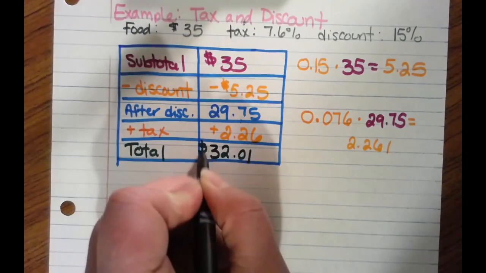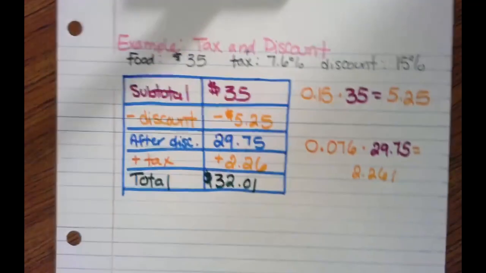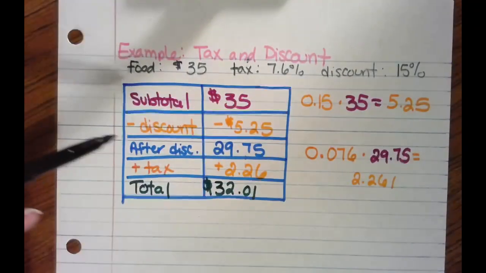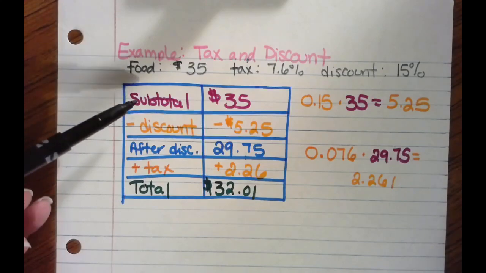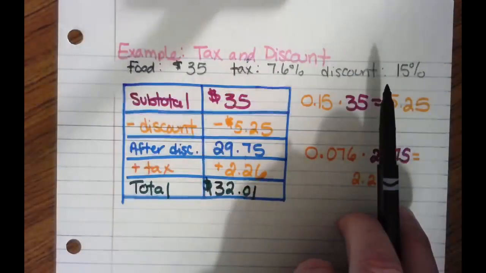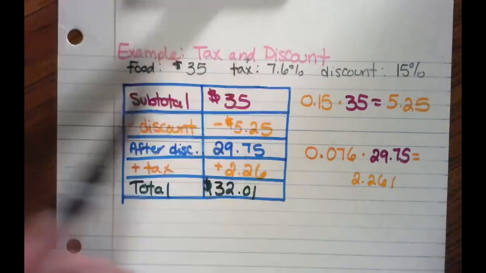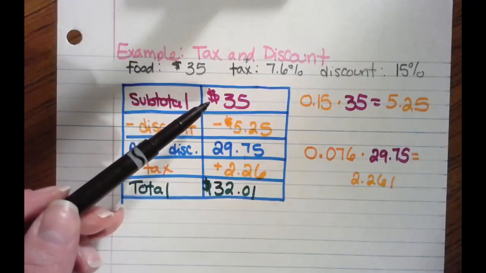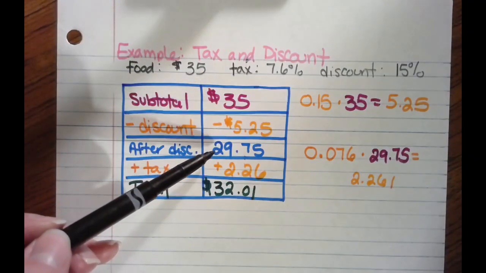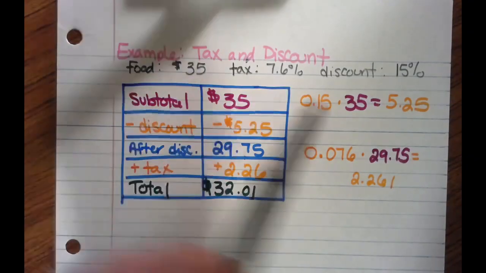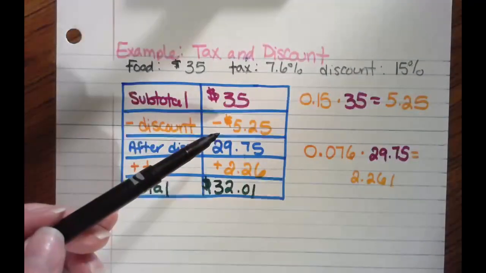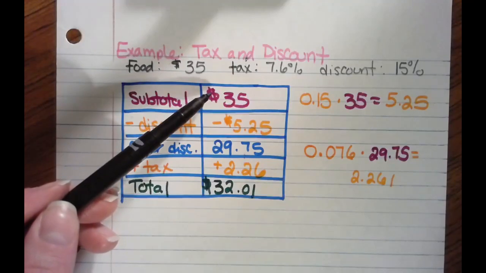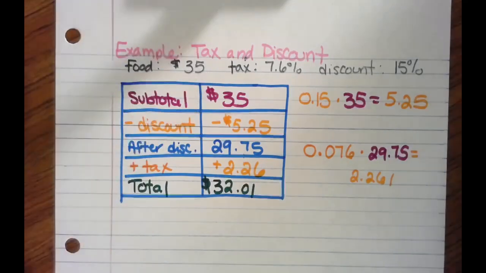$32.01. So the key takeaway here is that we do not pay tax on the discounted amount. So if we have a discount and a tax, we only pay taxes on the amount after the discount. However, if we had a discount and a tip, we would pay a tip on the original amount. So let's look at one that has all three.